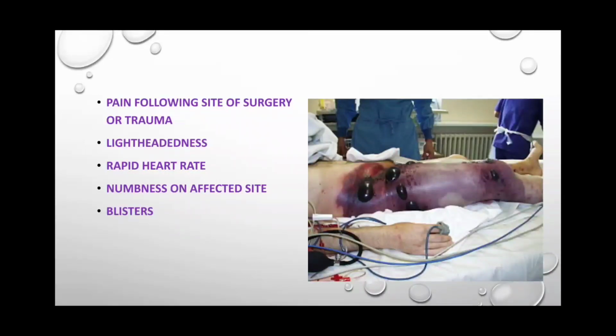There will be formation of blisters, as seen in this picture. Blisters mean swelling on the skin, and inside there will be gas and also fluid. There can be air in the subcutaneous tissue that can cause edema. Subcutaneous tissues are the tissues present beneath the skin, and there will be swelling.